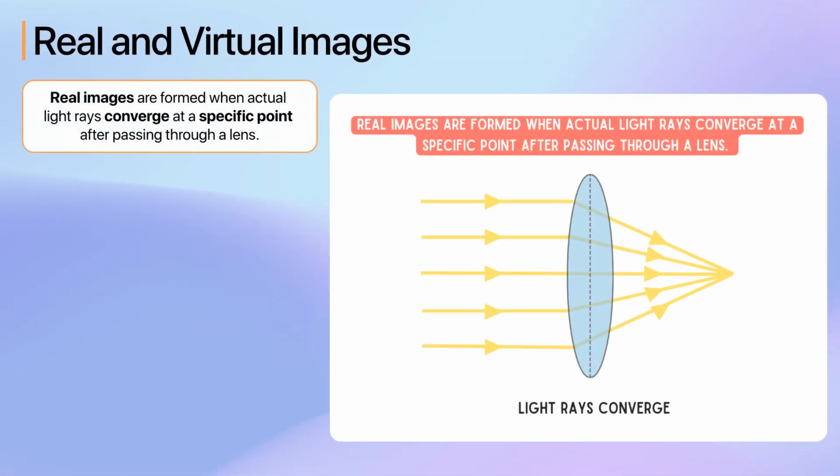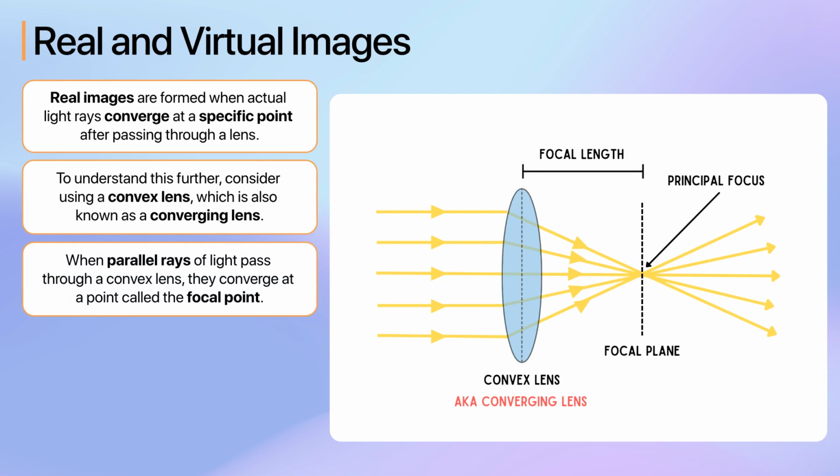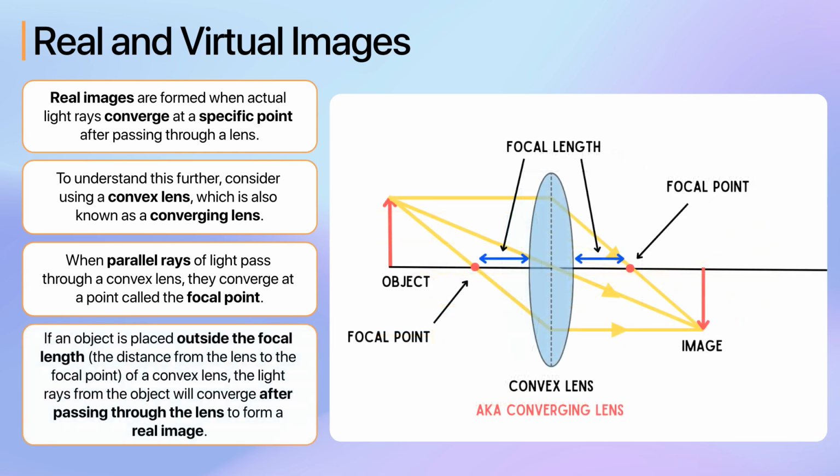Real images are formed when actual light rays converge at a specific point after passing through a lens. To understand this further, consider using a convex lens, which is also known as a converging lens. When parallel rays of light pass through a convex lens, they converge at a point called the focal point. If an object is placed outside the focal length, the distance from the lens to the focal point of a convex lens, the light rays from the object will converge after passing through the lens to form a real image.